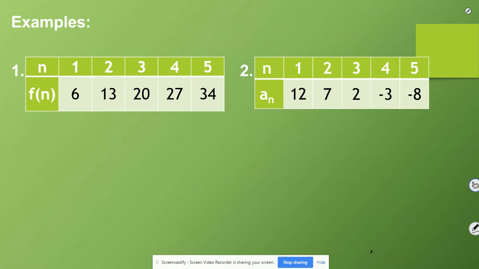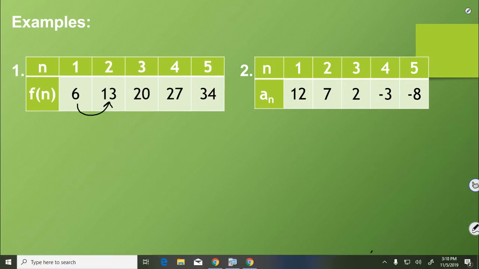In our first example, again, we don't really have to bother looking at the first row. We want to look at the second row and see what pattern we find. So 6 to 13 is increasing by 7. 13 to 20 also increasing by 7. 20 to 27 also increasing by 7. 27 to 34 also increasing by 7. So 7 is our common difference and 6 is our first term.